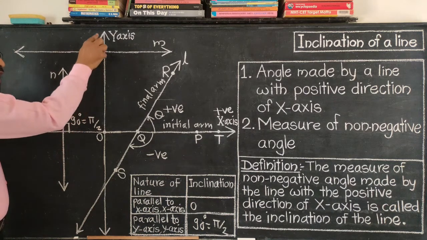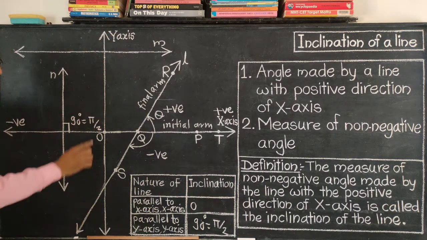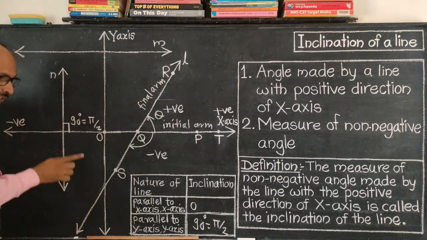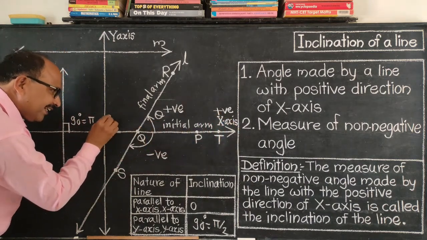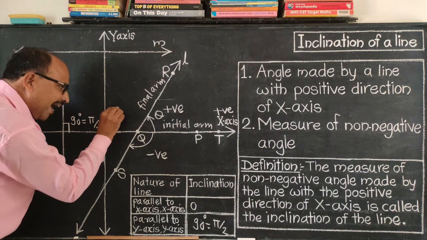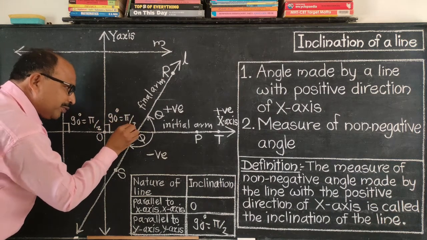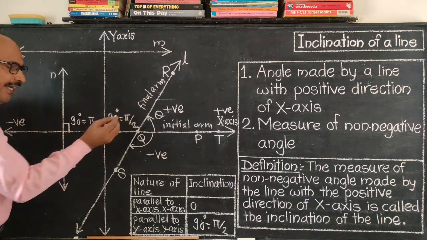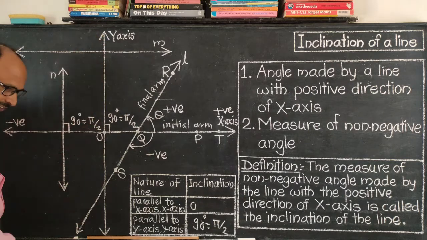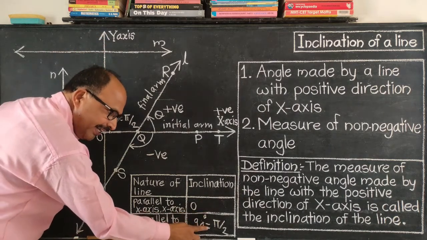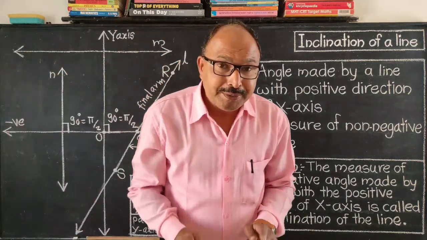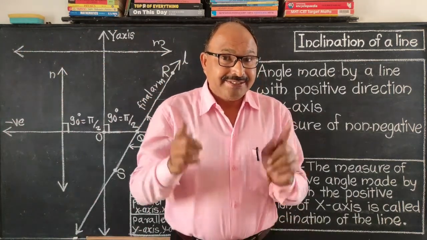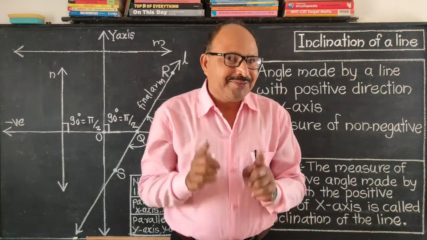Measure of non-negative angle made by y-axis with positive direction of x-axis is 90 degree, that means pi by 2. Therefore, inclination of y-axis is 90 degree, that means pi by 2. I hope you understand inclination of a line very well.